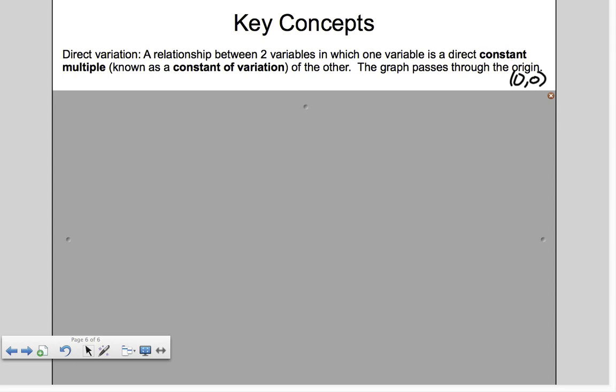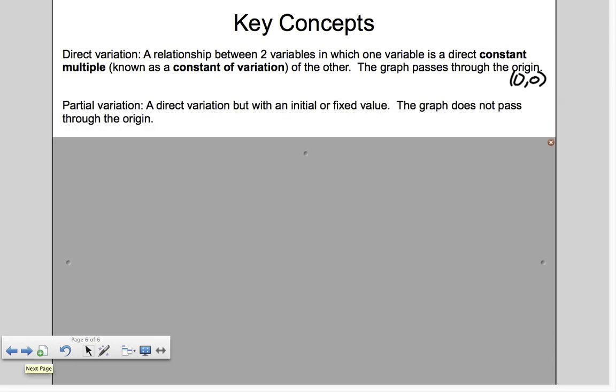Direct variation. Partial variation. It's a direct variation, but with an initial or fixed value. So in this case, the graph does not pass through the origin. In other words, when the independent value is 0, the dependent value is not 0, it's something else.